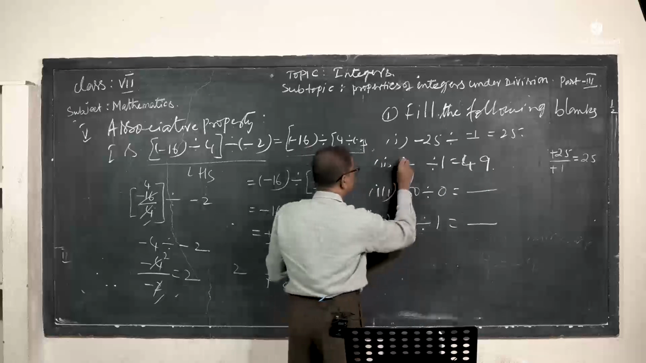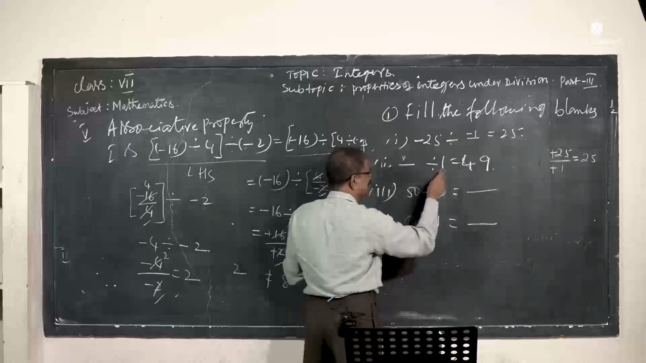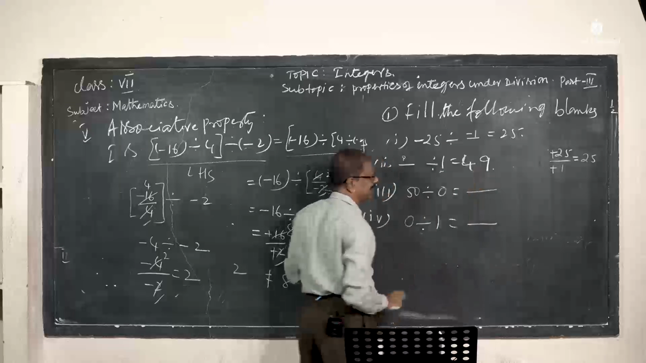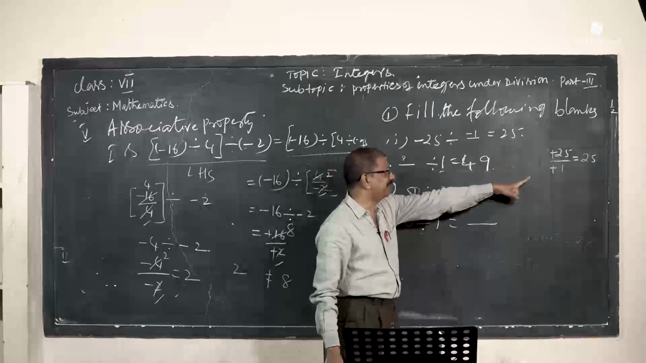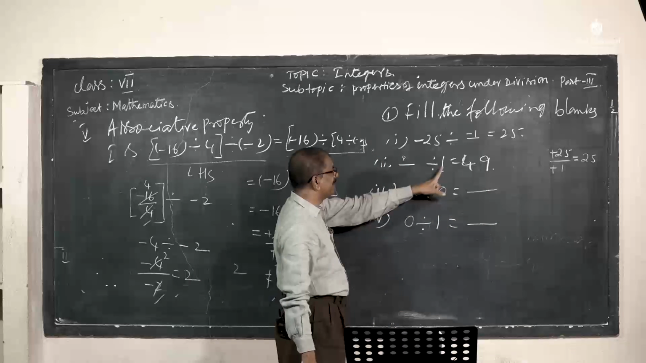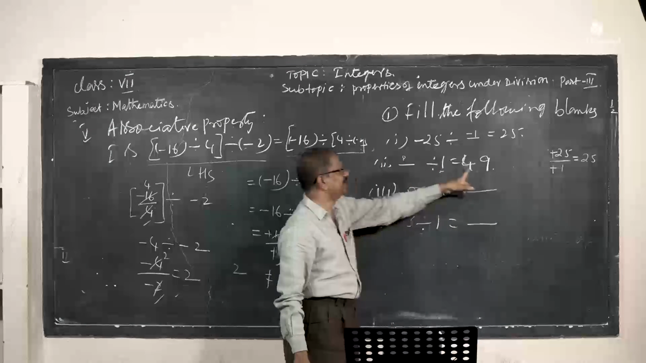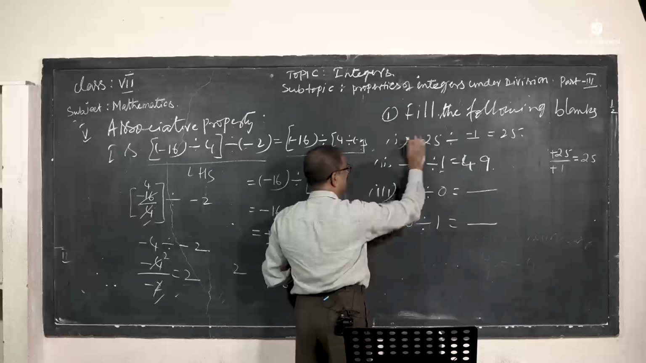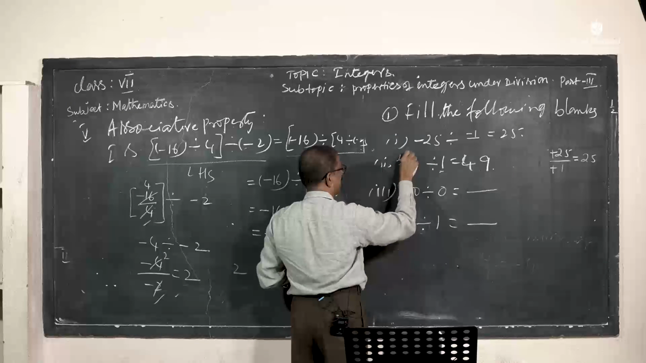Next, what number, if I divide by 1, can I get 49? Just now we learned 25 divided by 1, I'll get 25. Whatever number is divided by 1, the result is the same, so this number should be 49. Now write 49 in place of the blank here.